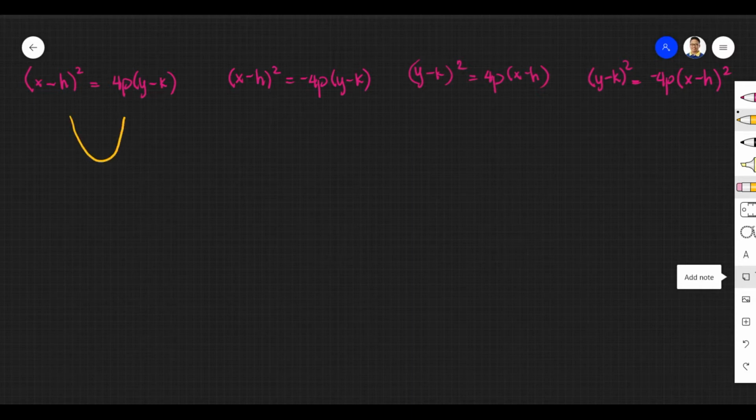The second equation would give you a parabola that opens downward. The third one will give you a parabola equation that opens to the right. And lastly, the fourth equation would give you a parabolic shape that opens to the left.